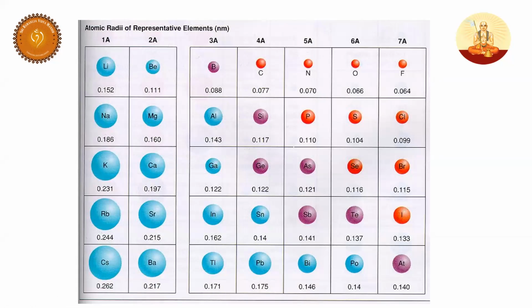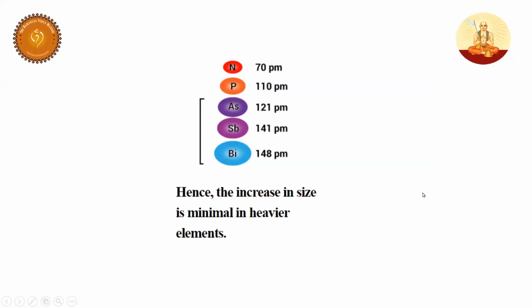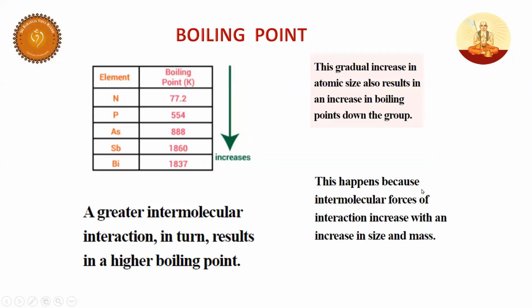So a question is there. So try to understand, students. Now let us move forward to the next. You have learned so far about the electronic configuration as well as atomic radius. Now look at another important physical property, that is boiling point. So let us understand about the boiling point. Have a look here.